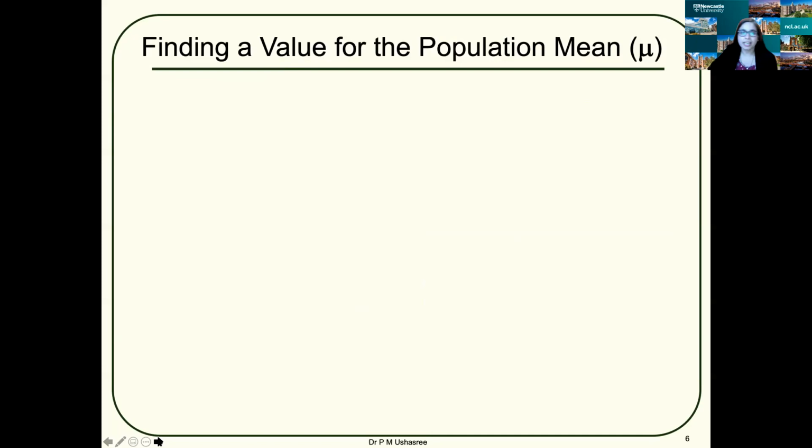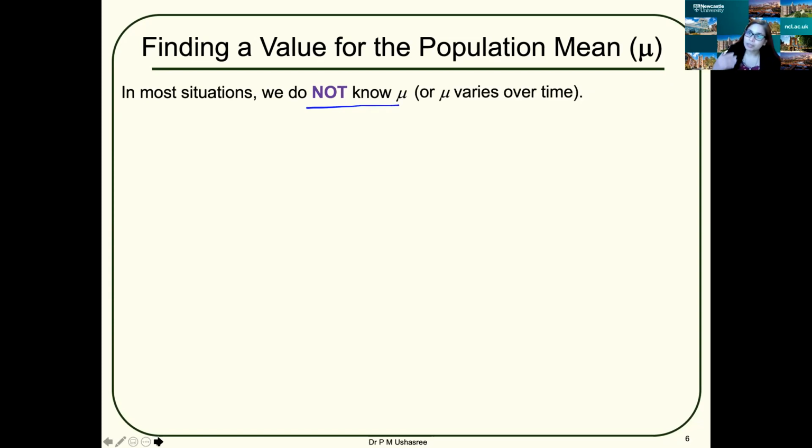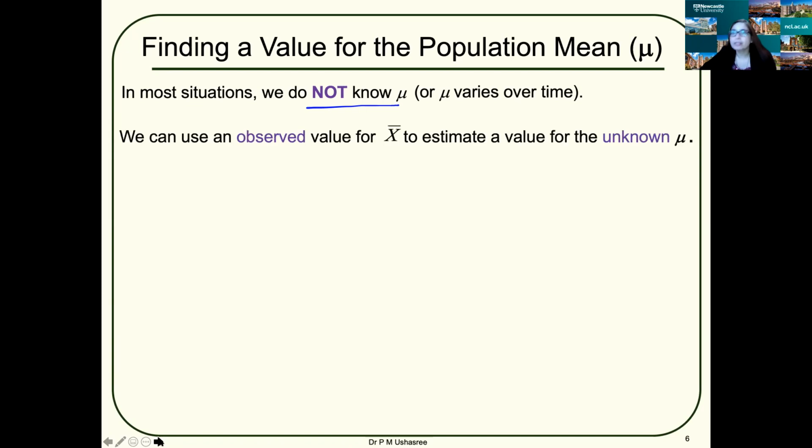In the last part, you have seen that in most situations you're not sure of the population mean, or you do not know the population mean, or the population mean is varying with time. In such situations, as we have seen in part 1, we calculate the sample mean, and from the sample mean we try to estimate the population mean.